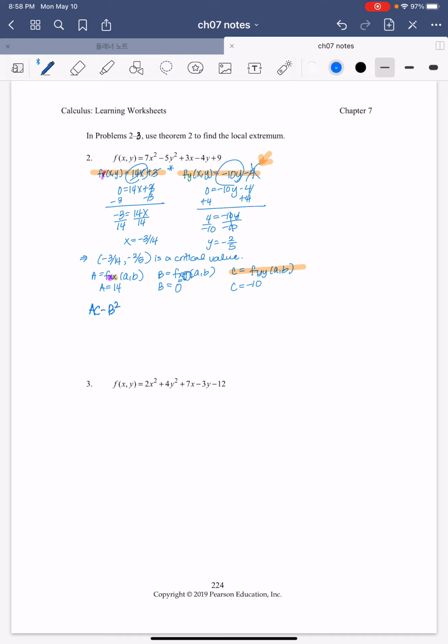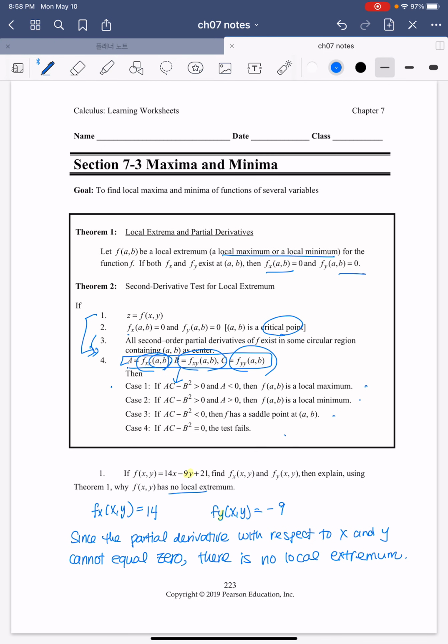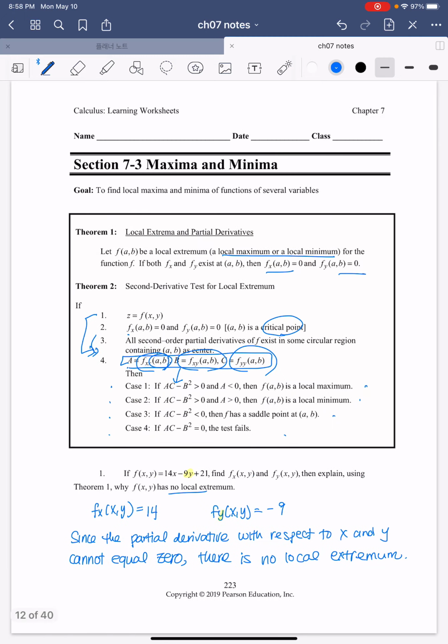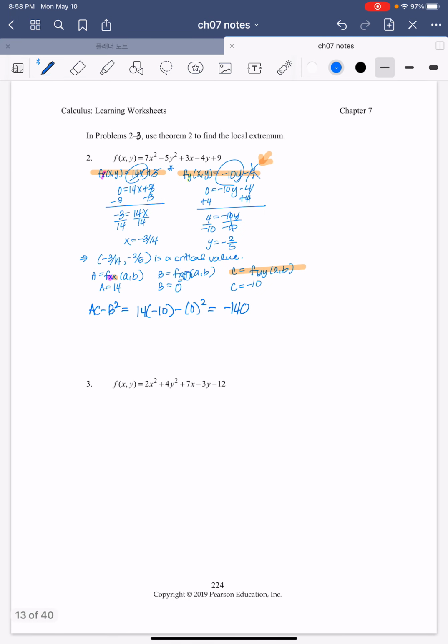AC minus B squared to check and see which case it follows. So A, 14, times C, negative 10, minus 0 squared, that will be negative 140. Since this is negative 140, it will be case 3. You have negative. So what does that mean? It's a saddle point. So it's neither local max or min. So that's it. That's how we check and see if there's a local extremum.